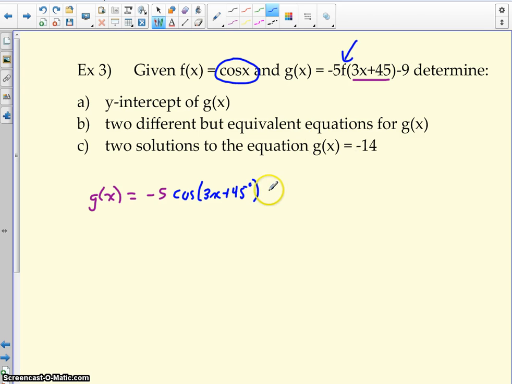And then I have my minus 9. Okay, so that's creating my equation using the function notation. I didn't give it to you explicitly. I had to do a little bit of work to get there, but that's all it was asking you to do if you wanted to create the equation. Okay, so with that in mind, now let's actually try and answer this.